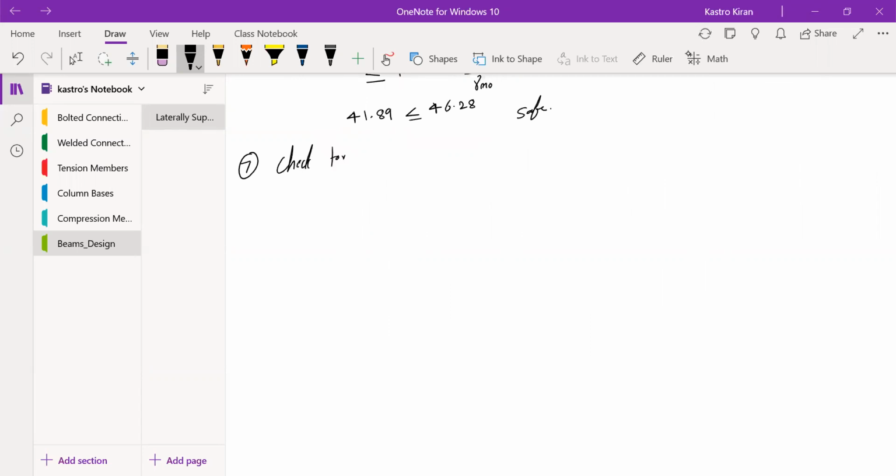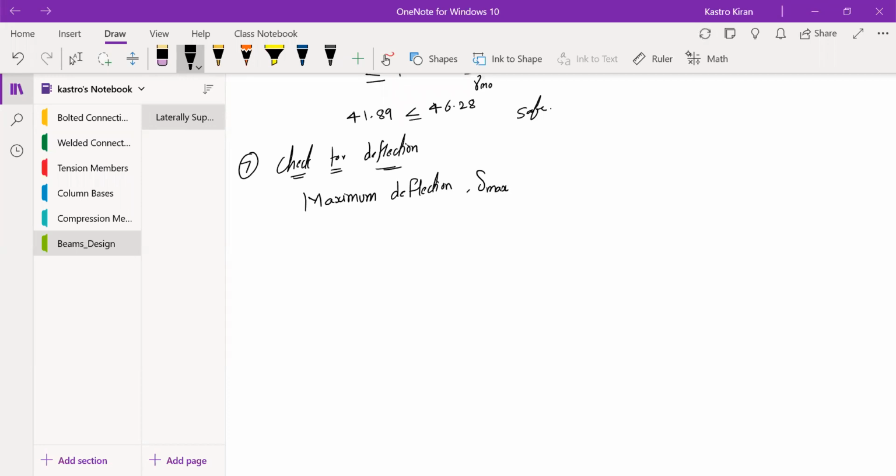Check for deflection. Now, how do you find out the check for deflection? In order to find out the check for deflection, you need to find out the maximum deflection value. So how will you find out the maximum deflection value?